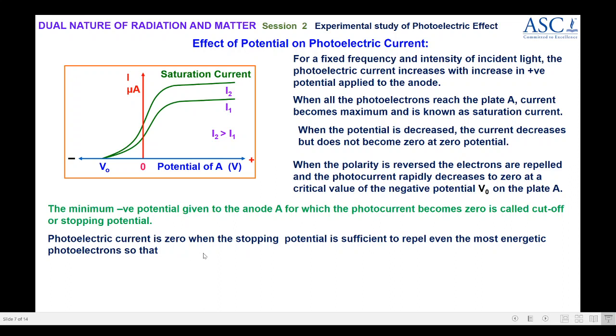As the electrons are emitted from the cathode, not all the electrons will have the same energy. So even the most energetic electron will be stopped at this potential. So we can equate this: kinetic energy maximum is equal to eV naught. This equation is again important. K maximum represents the maximum kinetic energy of the electrons, e represents the charge of the electron, and V naught the stopping potential.